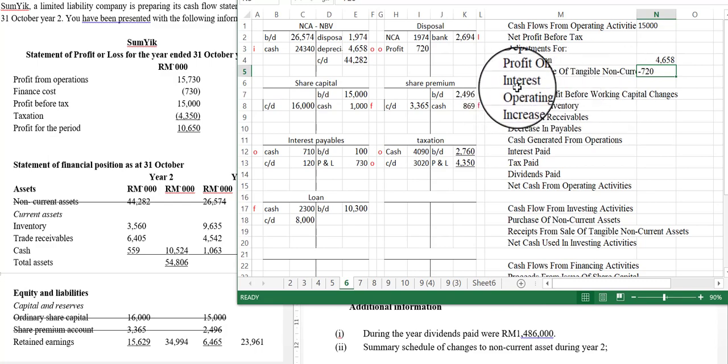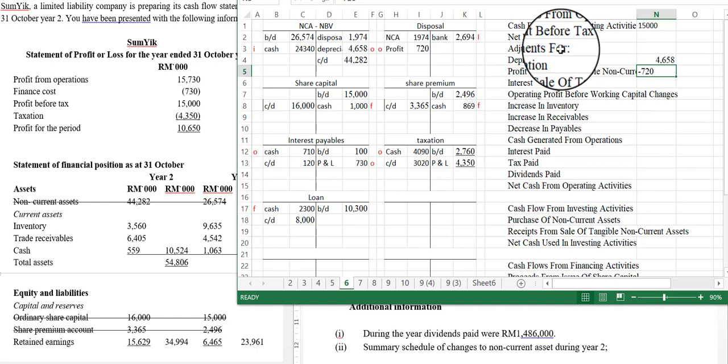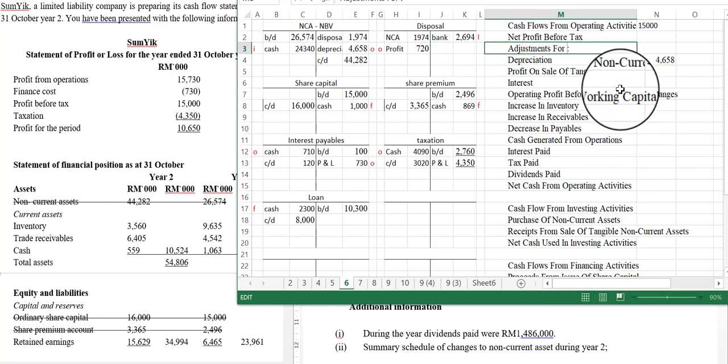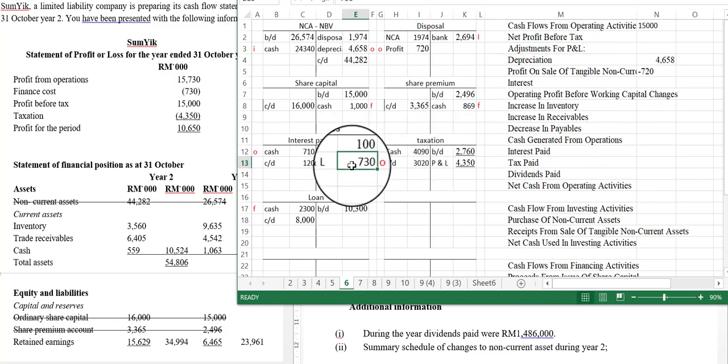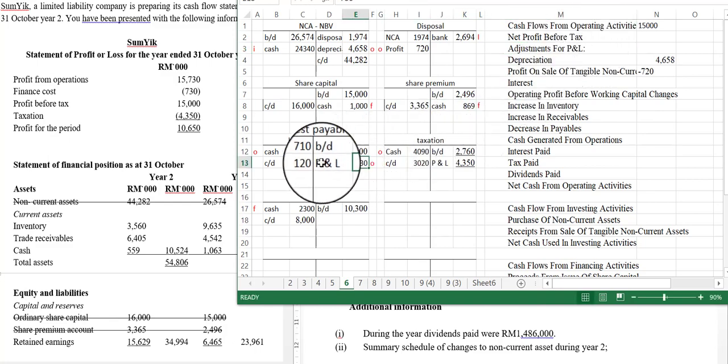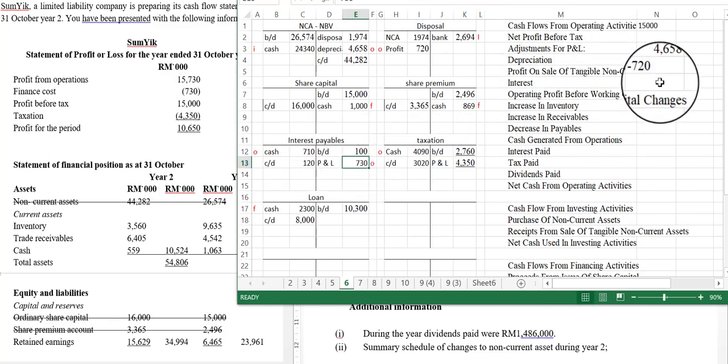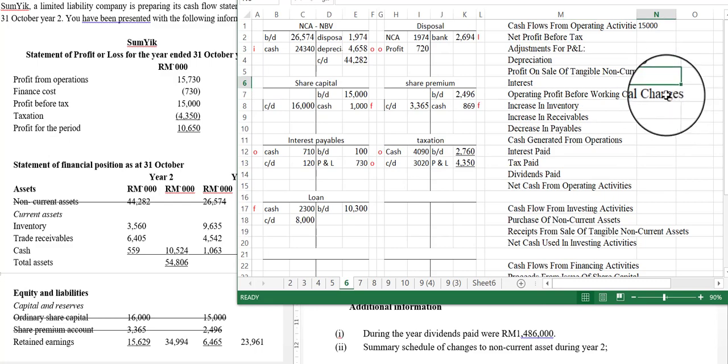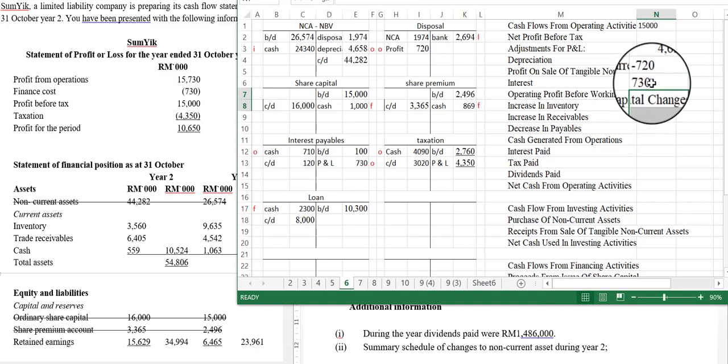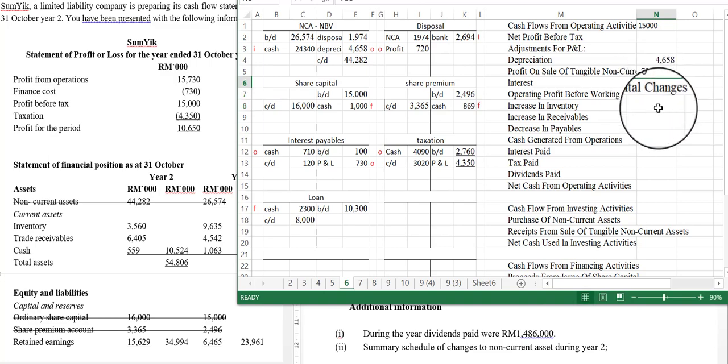Now interest, if you look at this portion, it is an adjustment for your P&L, for profit and loss. So anything in profit and loss this side that you need to adjust, then you have to put it here. So interest payable 730, previously you minus, so now you have to add back 730 because this is not the cash amount you pay. It's the calculated amount, but it's not the cash amount that you pay.